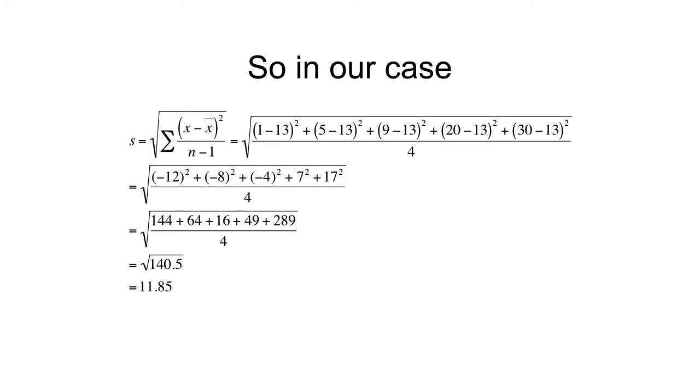So, in our case, when we divide by n minus 1, we end up with 11.85. This is one of those things, by the way, if your calculator does statistical functions, or if your app on your phone is a calculator app with statistical functions, make sure you're using the right variance. You're using the one with n-1 as the denominator, not the one with n.